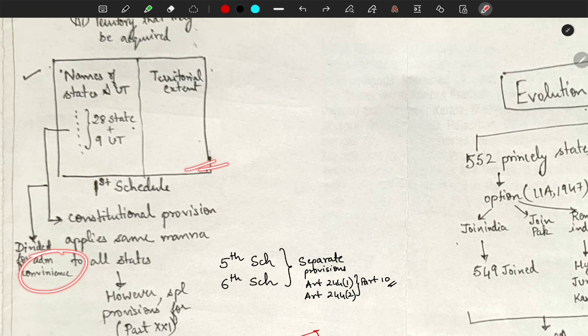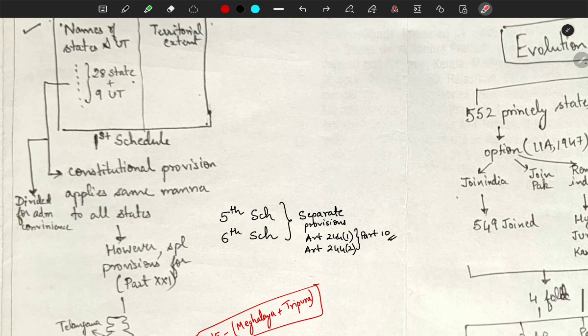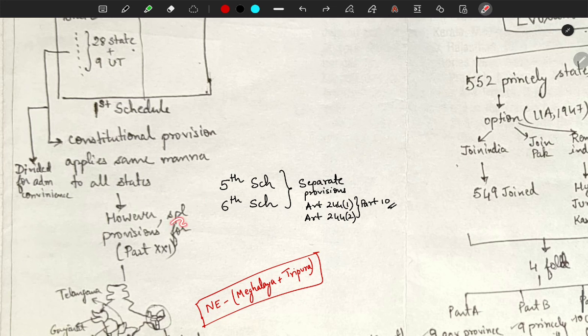For administrative convenience. Whatever constitutional provisions are mentioned for the states are applicable the same for all the states, but there are some exceptions. Some special provisions are given to some states, mentioned in Part 21. Also, there are Fifth and Sixth Schedule areas, which have separate provisions. They are mentioned in Part 10 of the Constitution, in Article 244 clause 1 and clause 2. Clause 1 is for the Fifth Schedule, clause 2 is for the Sixth Schedule.